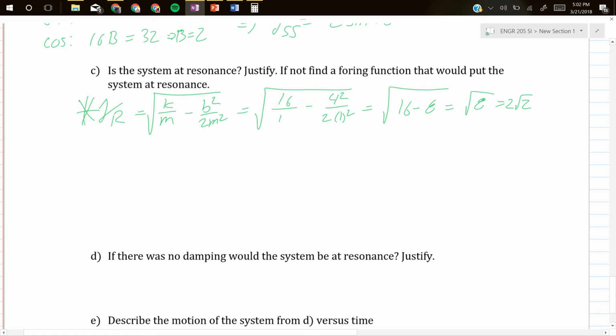So that means gamma for resonance must equal 2 root 2. In the case of our equation, f of t equals 32 cosine 4t, where 4 equals omega, which equals gamma. This does not equal 2 root 2. Therefore, the system is not at resonance.